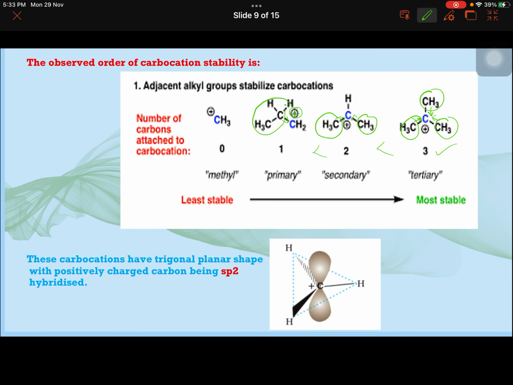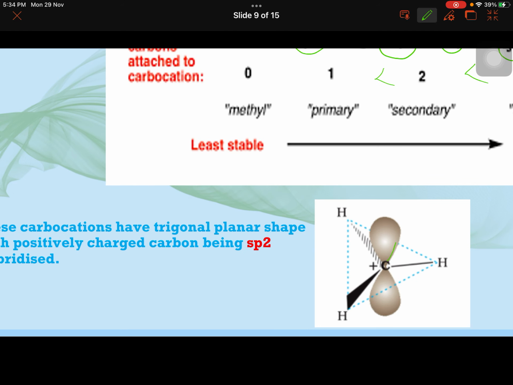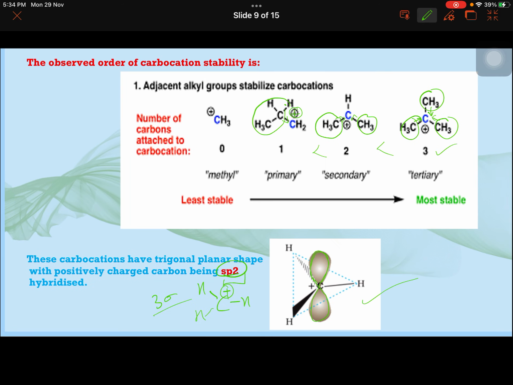And the carbocation, the orbital which is not having electron, because that's why positive charge is coming, that is empty. So the hybridization of this carbon is sp2, because if I take the example CH3 with a positive charge, it has only 3 sigma bonds. That means sp2 hybridized, and it is trigonal planar in shape. sp2 is directly related to trigonal planar.